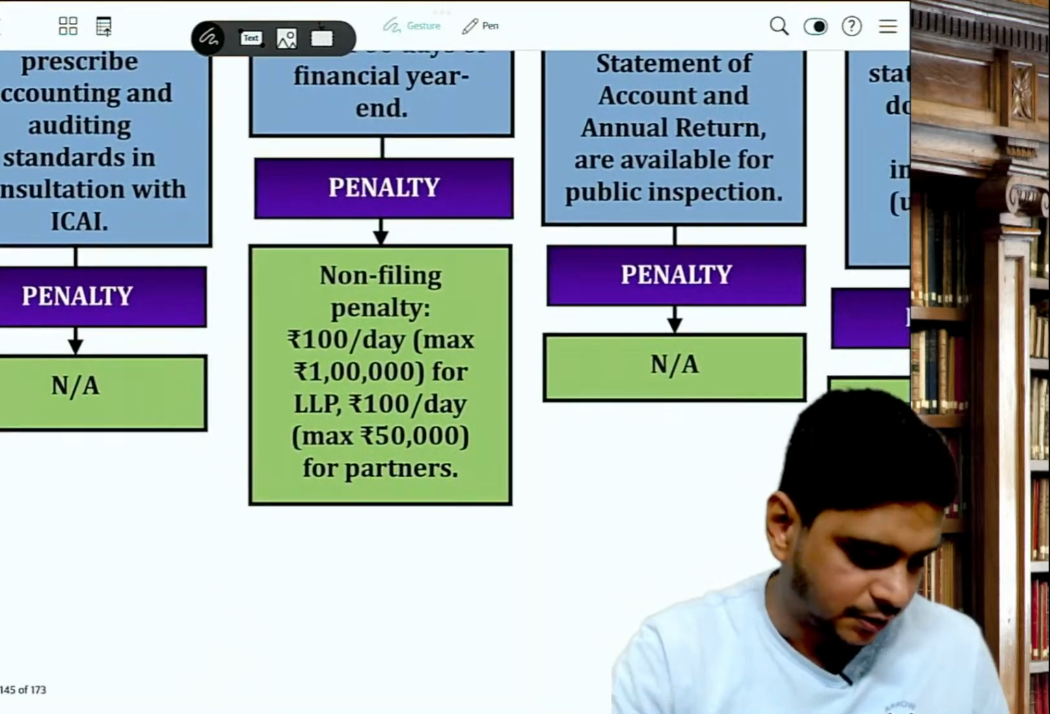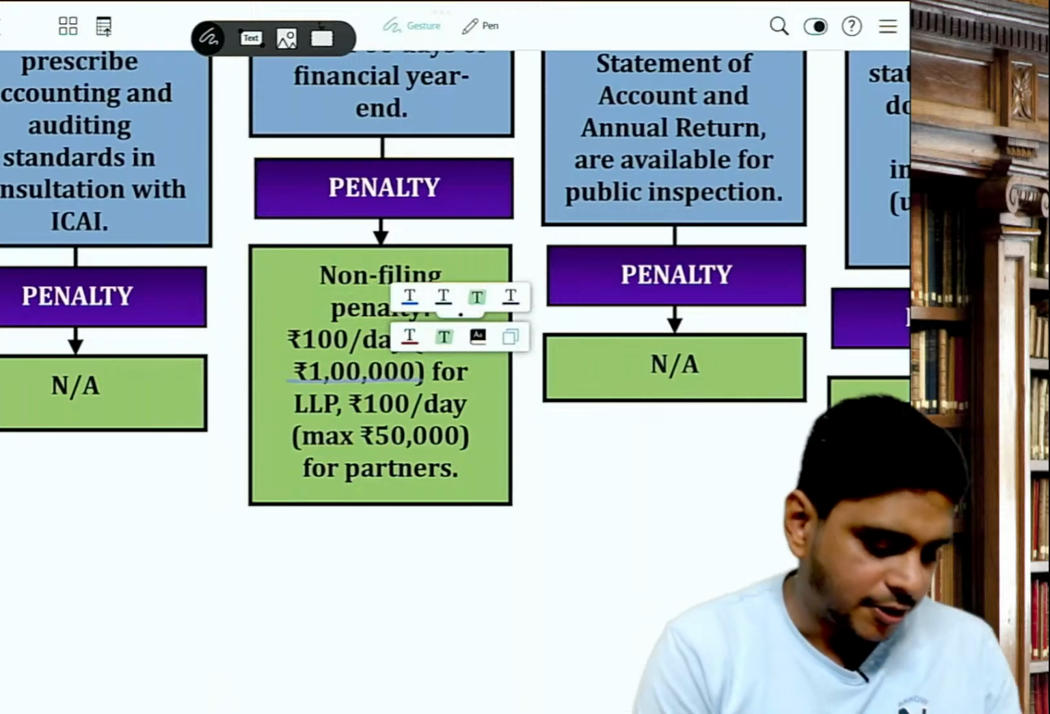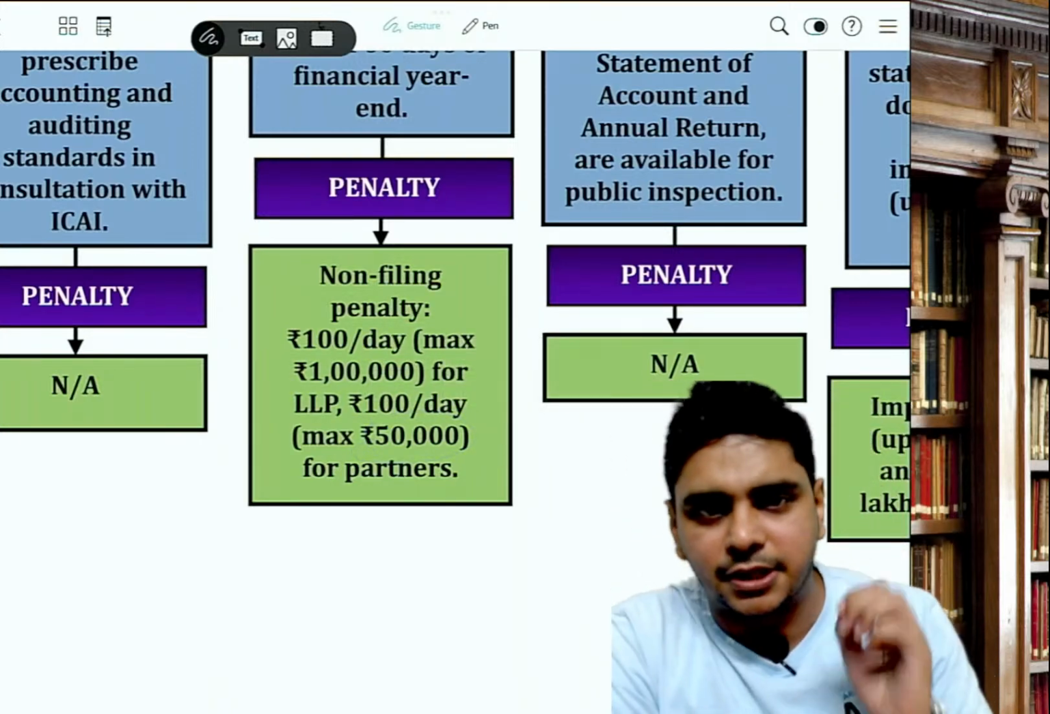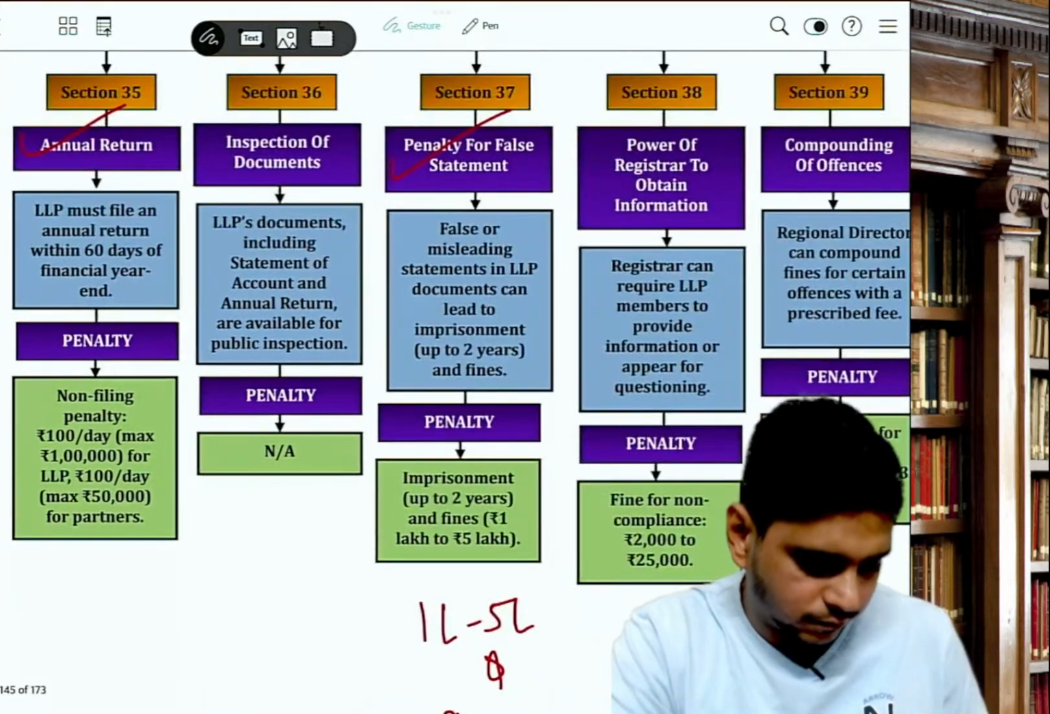How much is the penalty, sir? 100 per day, maximum 1 lakh for the LLP. 100 per day, maximum 50,000 for the partners. When I say partners, who is a partner here, sir? Designated partners.